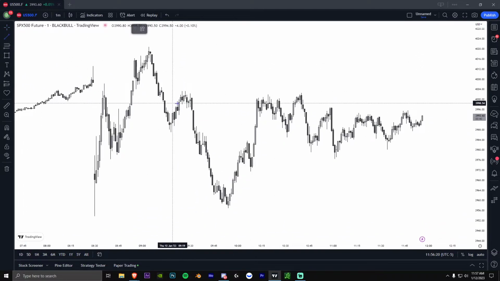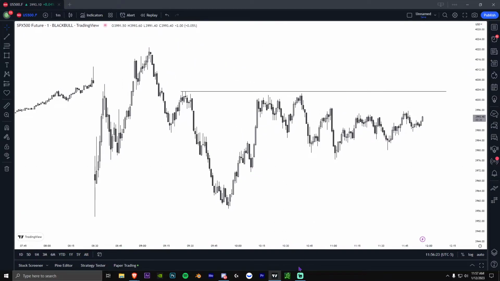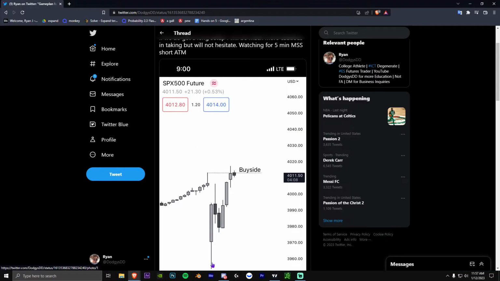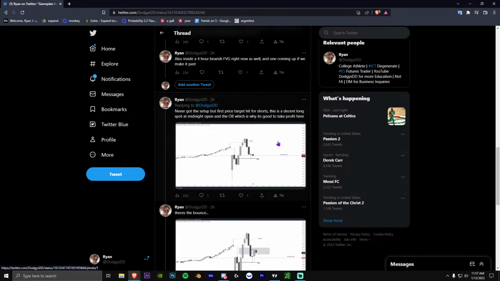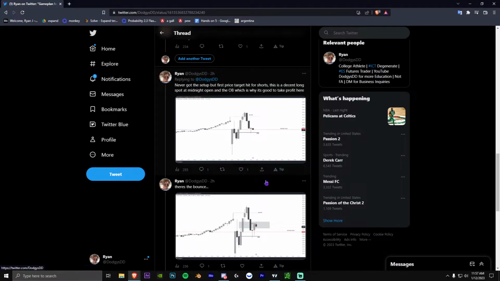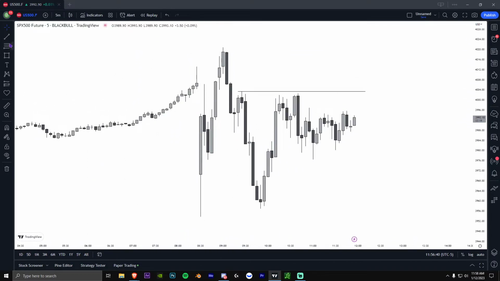Right now, what I think is going to happen is I think we're going to hit these equal highs. That's what I think is going to happen. What did I tweet after? So I said, never got the setup yet, but I said, take profit here at this 5 minute order block. This is a good spot to take profit. You can see, sure enough, we bounce off this order block, and we bounce to the short entry, okay?